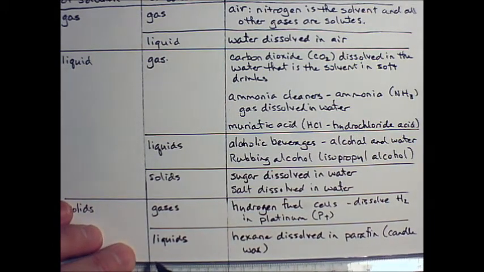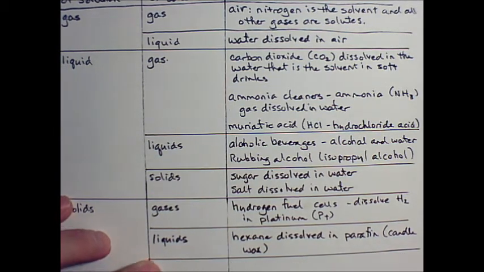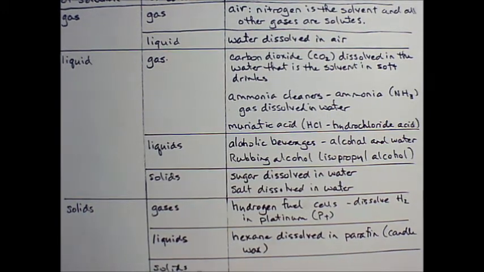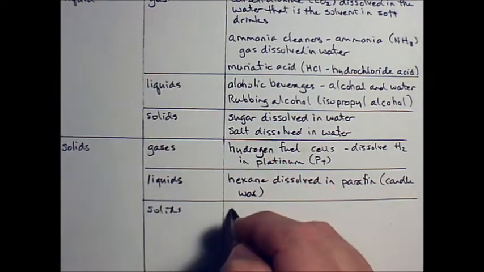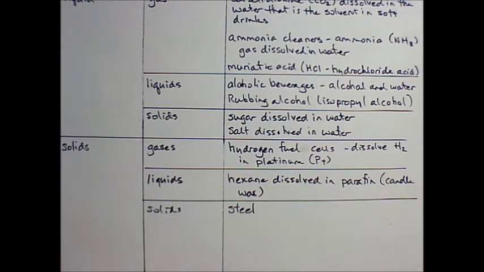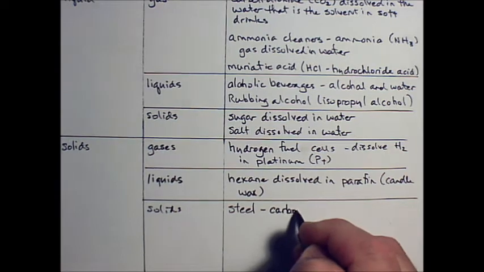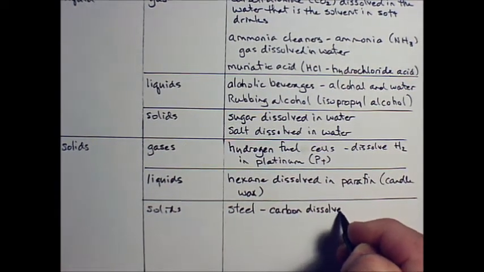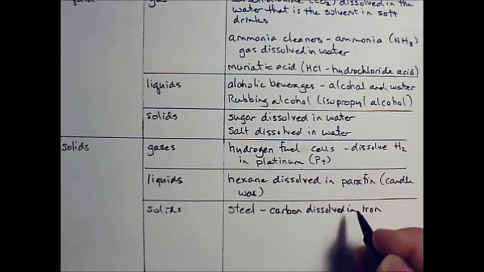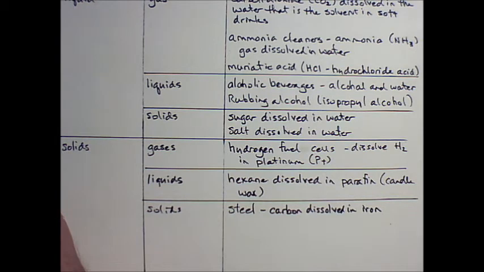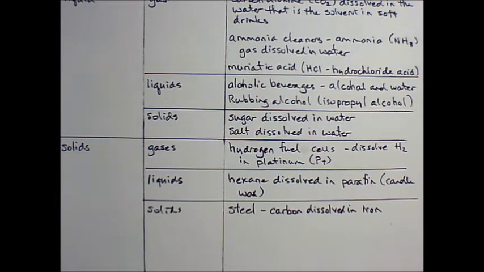All right, so there are lots of examples of solids dissolved in solids. Steel is a common example of a solid dissolved in a solid. Regular steel is carbon dissolved in iron. Stainless steel has chromium dissolved in the steel in addition to that carbon. There are lots of different kinds of steel, all of them with different properties, and they have different things dissolved in there to get those different properties.